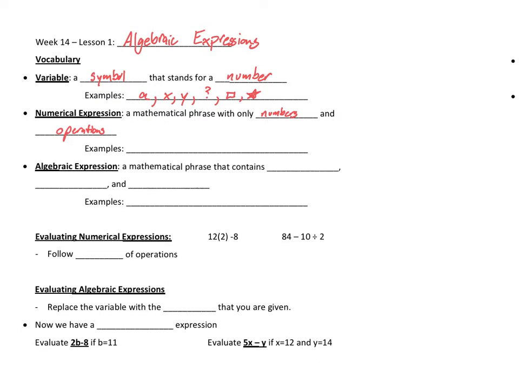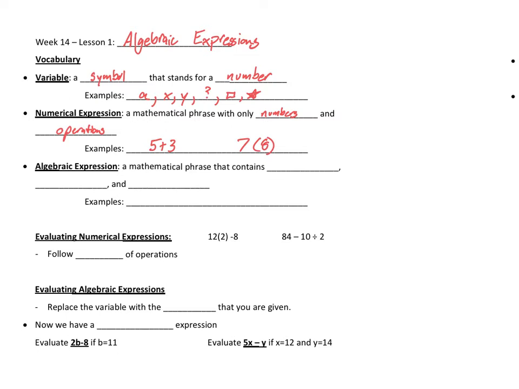There are no equal signs in it. An example would be 5 plus 3. That's an expression. 7 in parentheses 8, 7 eighths, 7 times 8. Those are expressions, just numbers and operations.